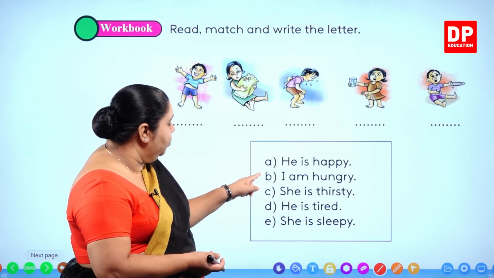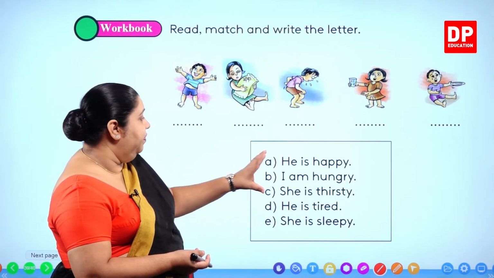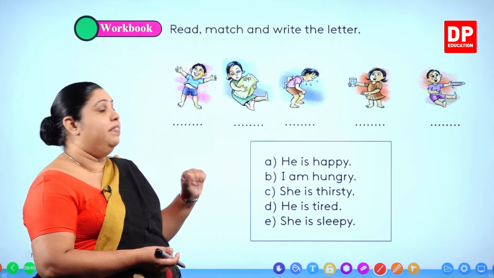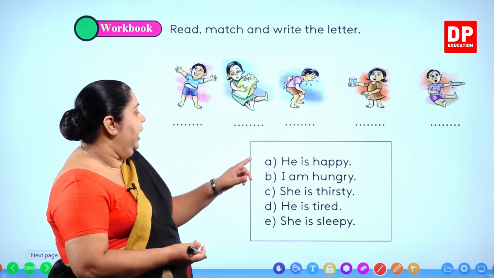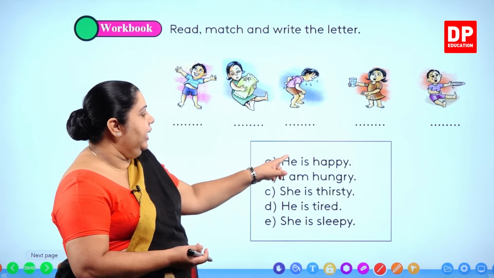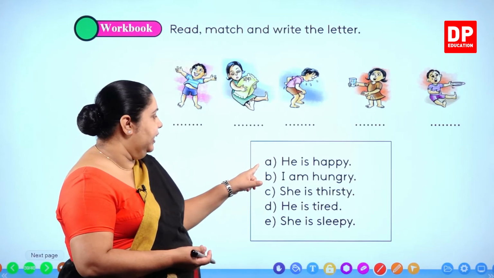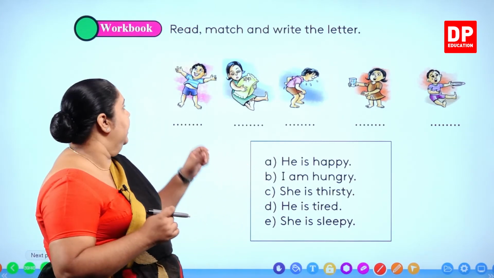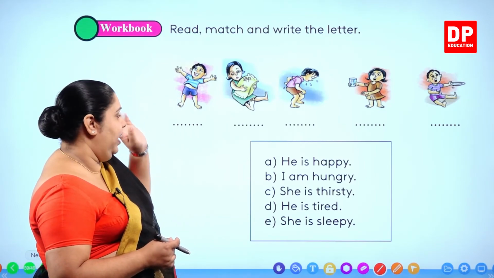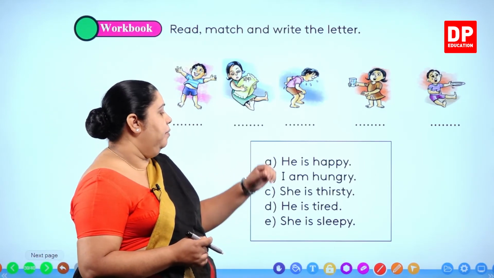We have to write only the letter. ඒ අදාළ පින්තූරයට හරියන වචනවලට අදාළ අකුර විතරයි අපි ලියන්නේ පුතේ. Right. So A, he is happy. A කියලා කියන්නේ he is happy. He ඒ කියන්නේ පිරිමි දරුවෙක් නේද? He is happy. Right. B, I am hungry.